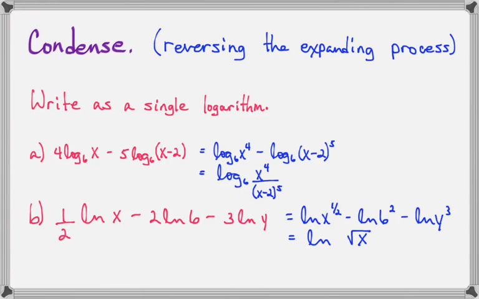the x to the 1/2 goes in the top. Now I have changed it from x to the 1/2 back to square root of x, but that's kind of arbitrary. That's really just for looks. Now 6 squared is 36, and guess where it's going to belong? In the denominator. And y to the third belongs in the denominator because it comes from a minus term.